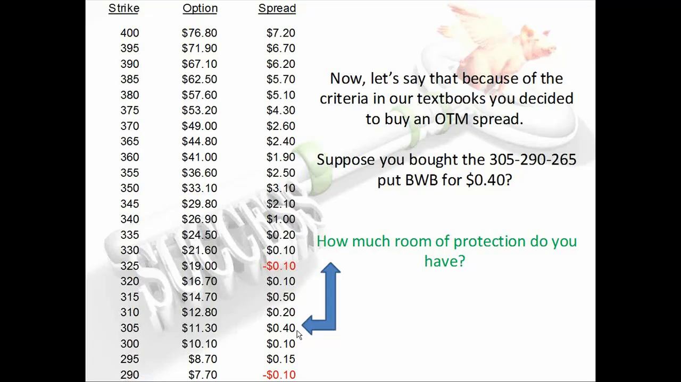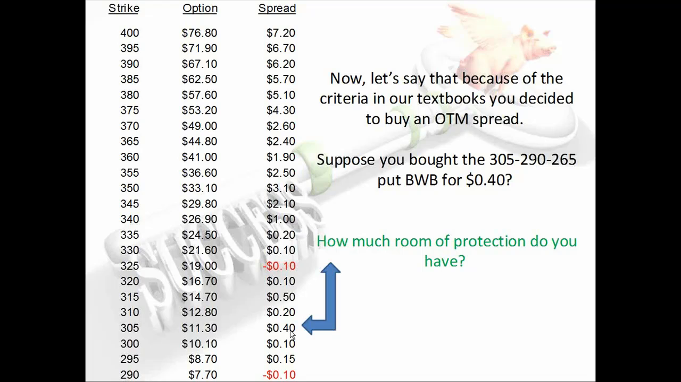Where can this thing move to before we start losing money? Well, we know that the risk to this butterfly and the profit to this butterfly are both on the downside. So where we would run into trouble is if the market went down. If the market went up, the broken wing butterfly would expire worthless, and we keep our 40 cents. So we don't even have to worry about the upside. If the market goes up, it goes up.